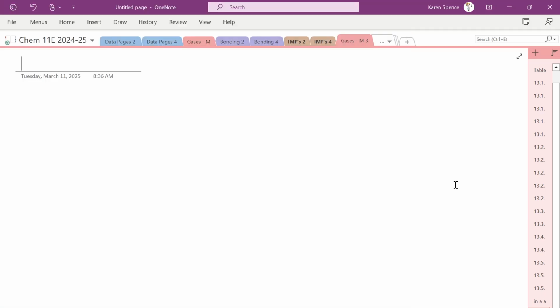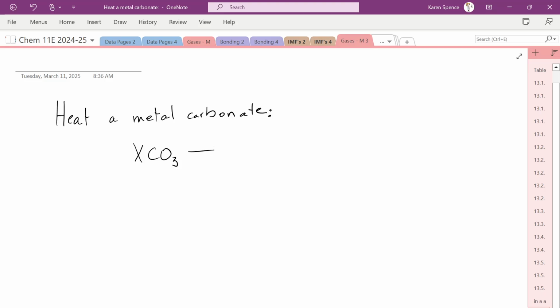If we heat a metal carbonate, we're not going to balance them or anything. We're just going to say what we get. What do we get if we heat a metal carbonate, XCO3? Metal oxide plus carbon dioxide, CO2. Okay, so that's our first type.